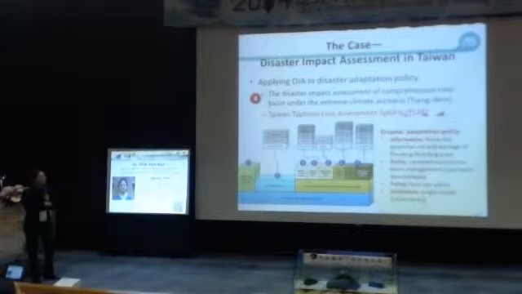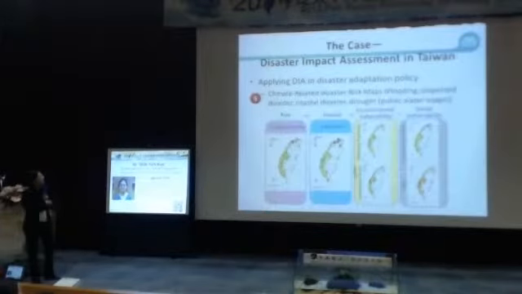So maybe we can put some retaining ponds and retaining areas in the upstream, or reduce the development in the upstream, etc. And it can also feed into land use policy to change the land use pattern.